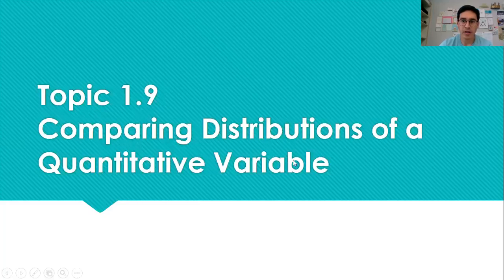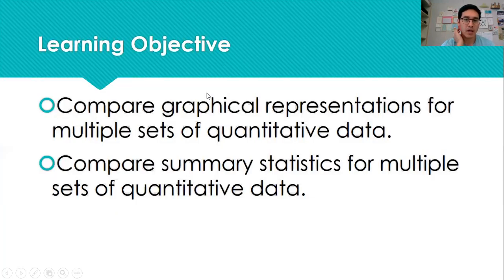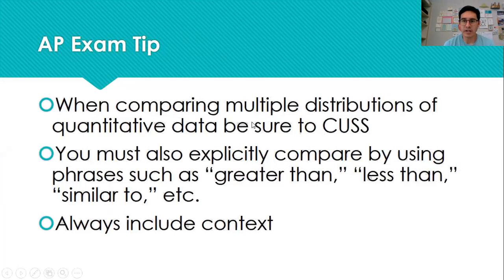Mr. Leong here, talking about topic 1.9, comparing distributions of a quantitative variable. In this video, we're going to discuss how to compare graphs for two or more sets of quantitative data or to compare their summary statistics. I'm just going to give you a tip for the AP exam, and then we'll go through an example where we do some comparison.